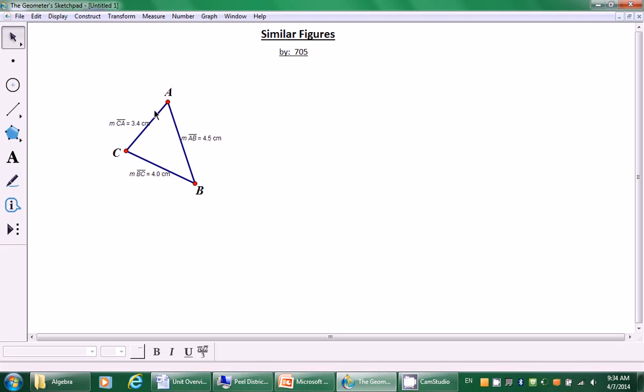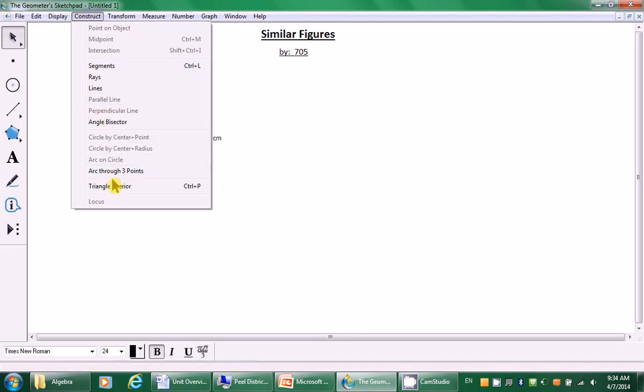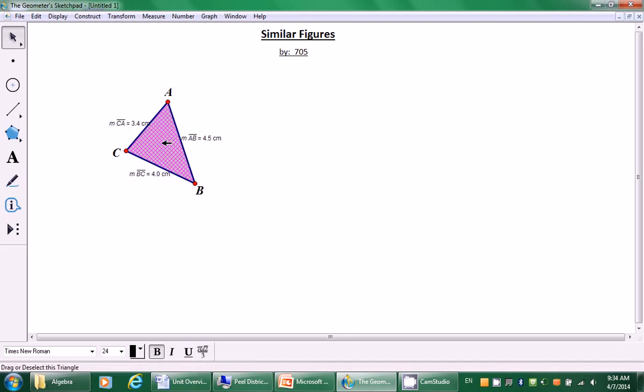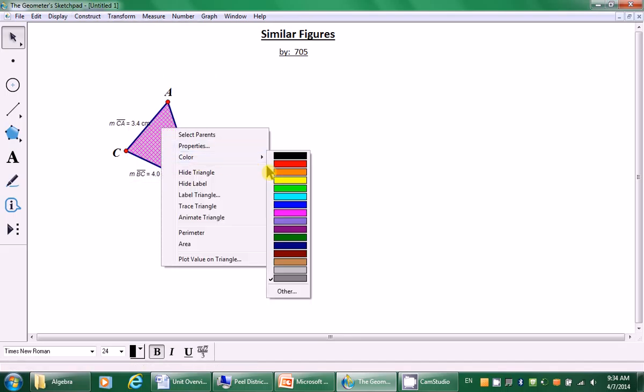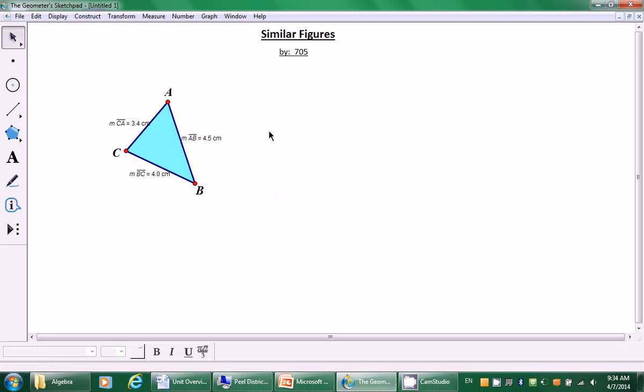Alright, I want to create an interior for this triangle. So let's click on all 3 points in clockwise order, and let's go to Construct, Triangle Interior. It doesn't matter what color you choose. I'm just going to choose a light blue for my original triangle.